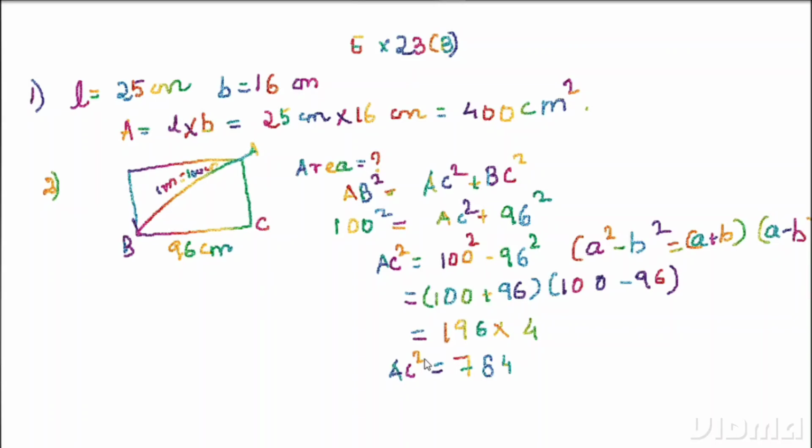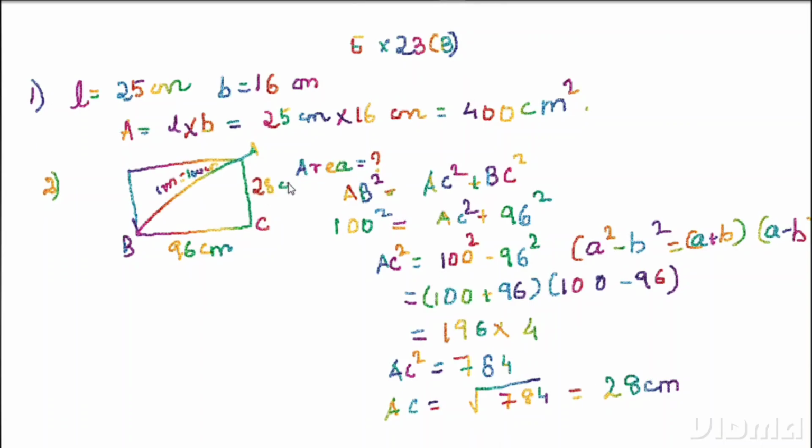Now what I have to find is AC. For AC, I need to take the under root of 784. What is the under root of 784? I think that is 28. So this is 28 centimeters. So I have got my breadth.